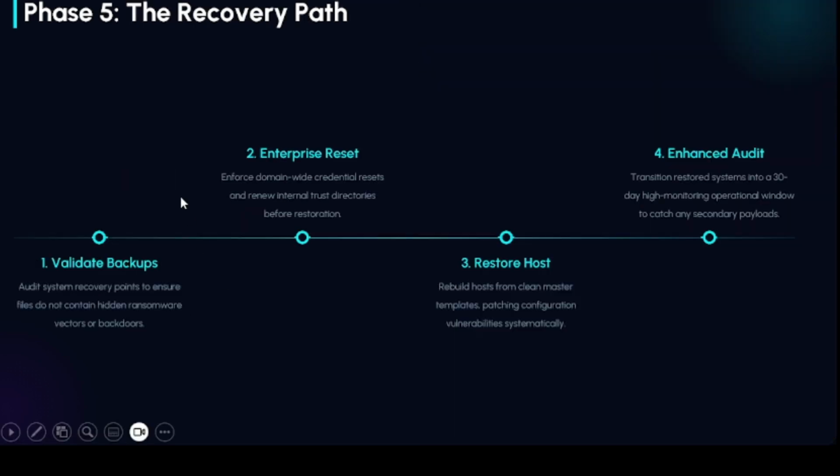And recovery. So here, validate your backups, make sure they're right. Extremely important. Resetting passwords across the enterprise, extremely important.